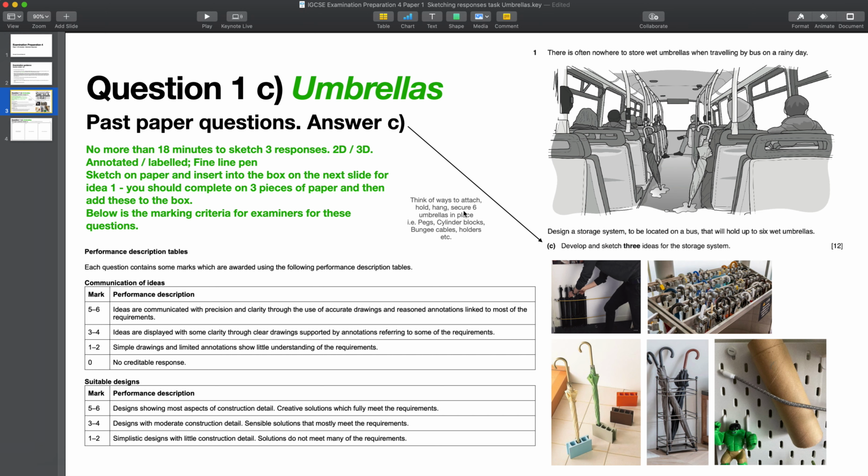What I've given you here is to think of ways to attach, hold, hang, and secure six umbrellas in place. Think about pegs, cylinder blocks, bungee cables, holders, different designs of holders, different shapes. Don't just think rectangular, think of different shapes. And again, here is the performance description.